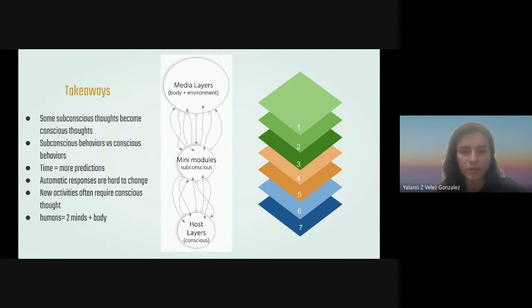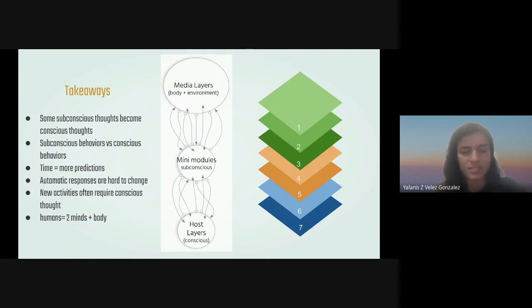So the flow of information can go both ways, but it has to be linear. We need to have that bridge between the media layers and the host layers. So the media layers will feed information to our mini modules so they can process and understand and store. And then some of that information in the mini modules can then be passed on to the host layers and reach our conscious thought.